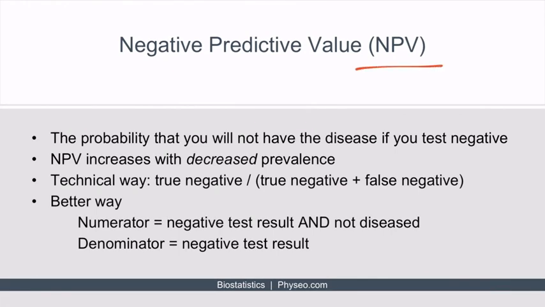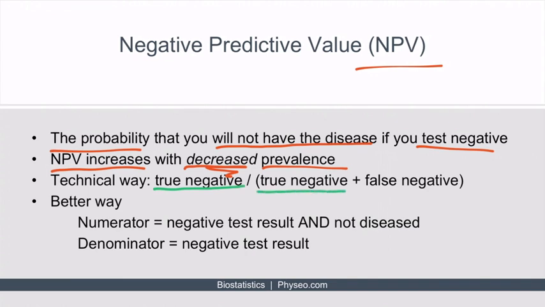Now for negative predictive value. Negative predictive value tells you the probability that you will not have the disease if you test negative. Negative predictive value increases with decreased prevalence. You can mathematically calculate the negative predictive value by taking the true negative number and dividing that by the true negatives plus the false negatives. The alternative way is to look at the numerator as being those who tested negative and don't have the disease. In other words, the true negative group. And the denominator is simply everyone who got a negative test result, regardless of whether or not they have the disease.